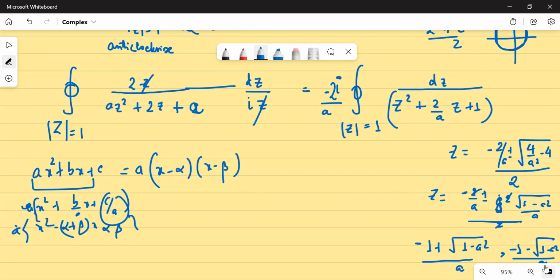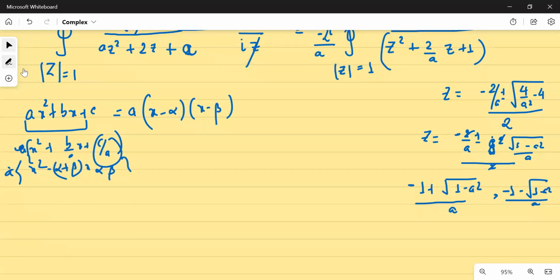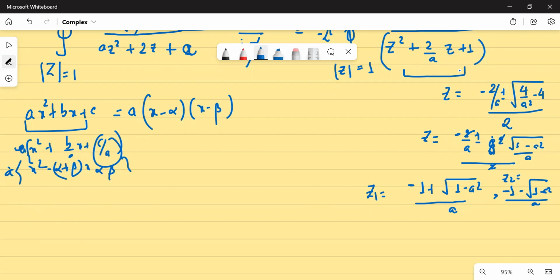Yes, sir. Okay. So now I have to see that, okay, these two are my roots. I'll write my two roots as z1 and z2, the roots of this particular function. I would say that z1 and z2 are nothing but singularities. In fact, you can clearly see that these are simple poles.